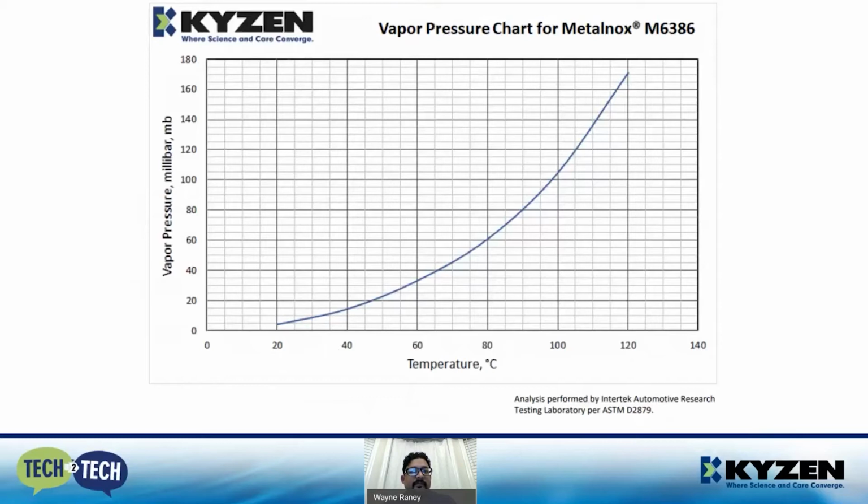This is a typical pressure temperature chart of the modified alcohol. As the pressure goes up, then so does the boiling point. So pressure and temperature are directly proportional. Not shown here is the boiling point of modified alcohol at atmospheric pressure.